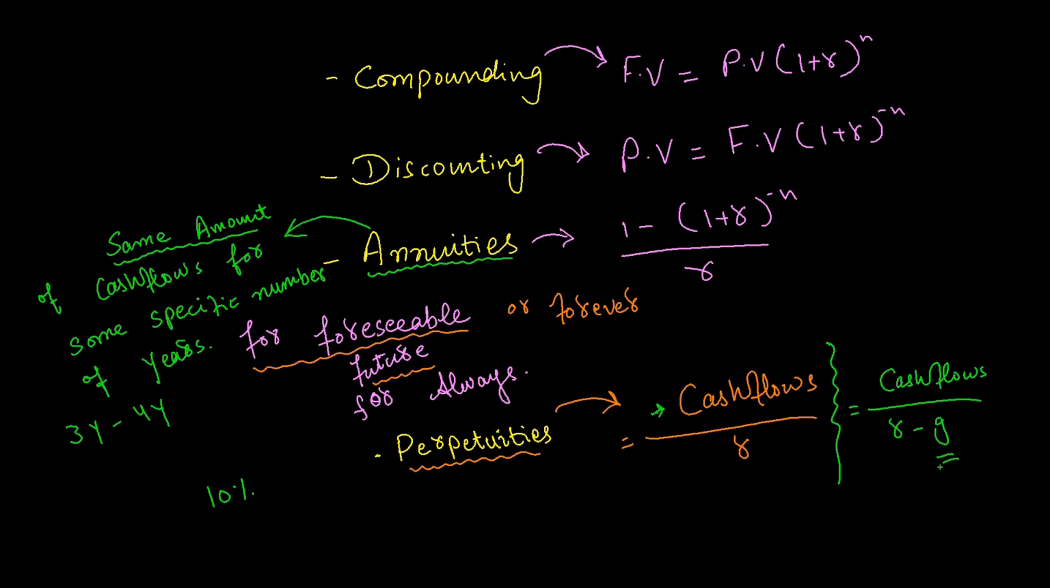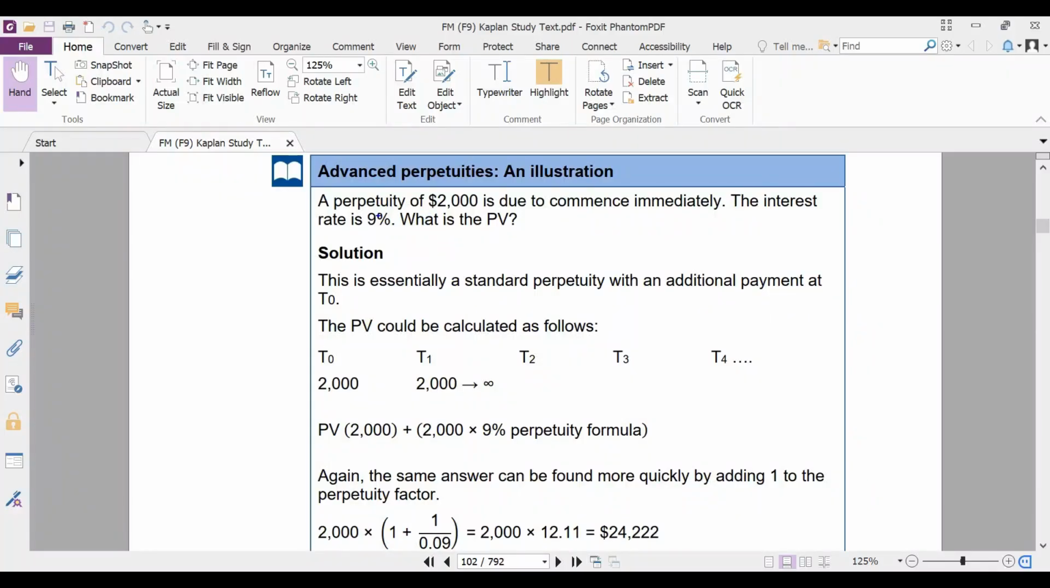We will use this formula if we are expecting an increment of some amount each year in these cash flows. Let's solve some examples for better understanding. Now we have a basic question related to perpetuity. A perpetuity of $2000 is due to commence immediately. It means the first payment will occur in year 0, and we will not include it in the calculation of perpetuity because for year 0 the discount factor will always be 1. The interest rate is 9%, and what is the present value?